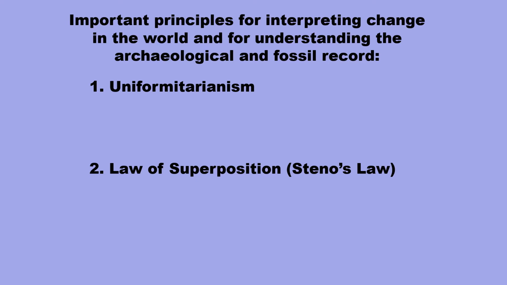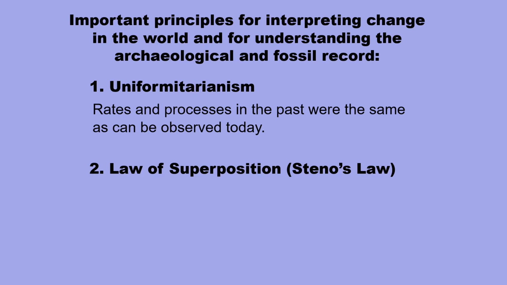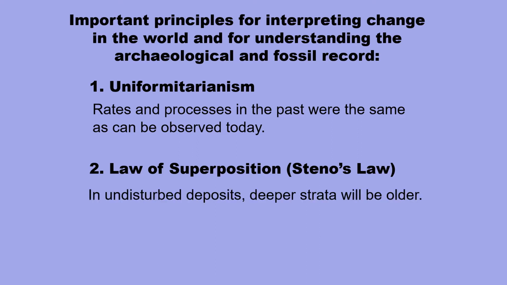So two important principles that we've talked about before are Uniformitarianism and the law of superposition, also known as Steno's law. Uniformitarianism states that rates and processes in the past were the same as can be observed today. This means that we can look around us today to help us interpret what we see in the past. The law of superposition states that in undisturbed deposits, deeper strata will be older.